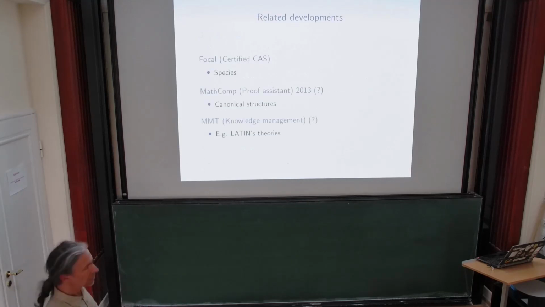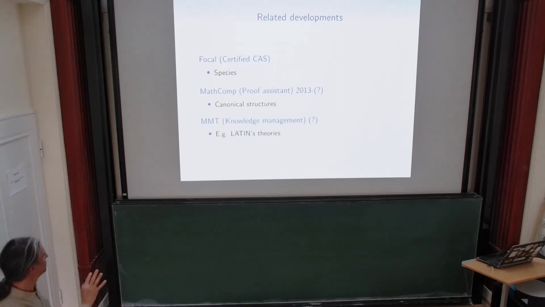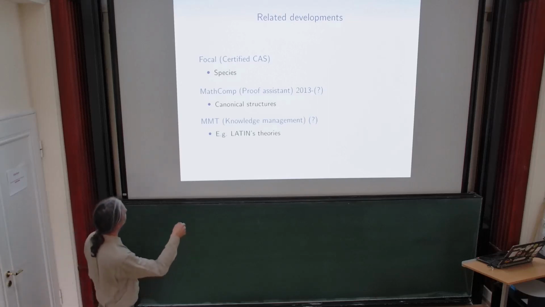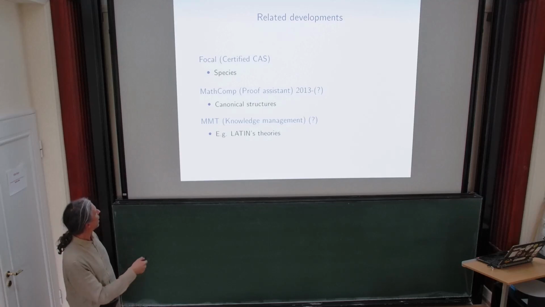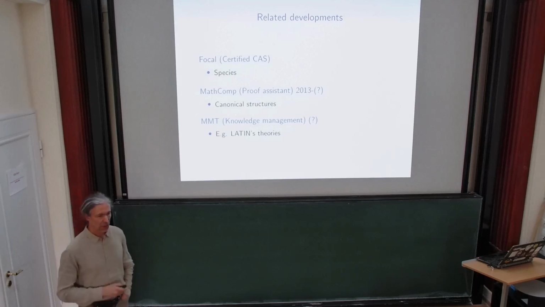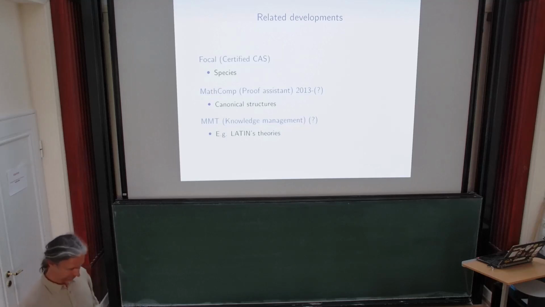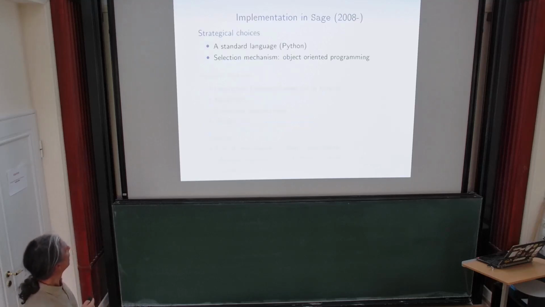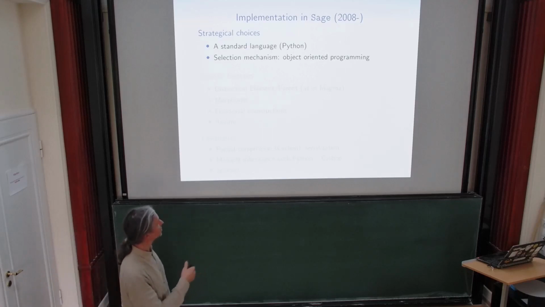All right. Things similar have been done in other systems, like Focal had this notion of species, which I haven't used very precisely. In MathConf, you have canonical structures that have been introduced around 2013. In MMT, you have all these mechanisms about theories. So it's similar ideas that are everywhere. So now we come to Sage in 2008.